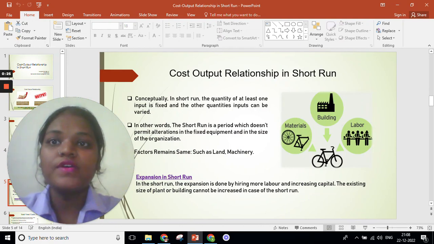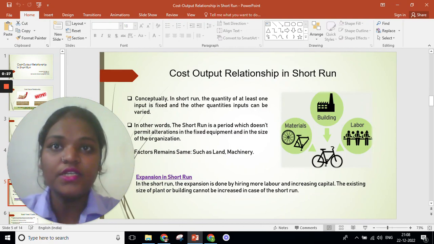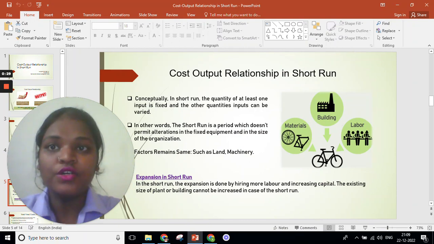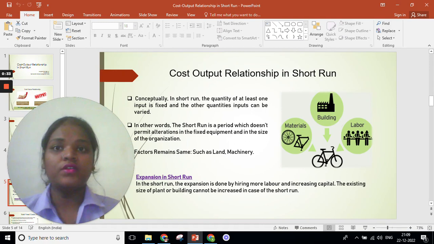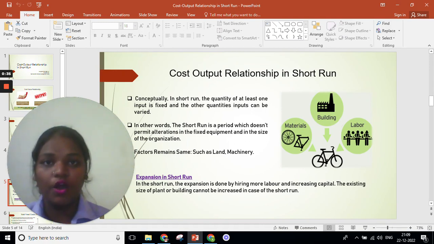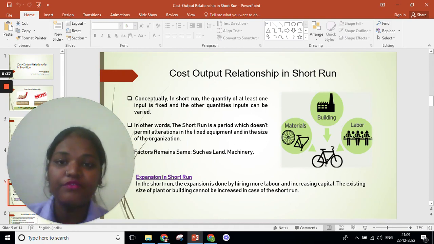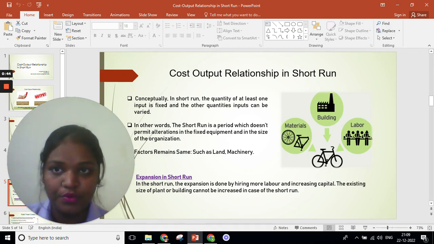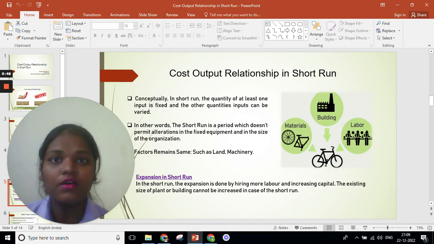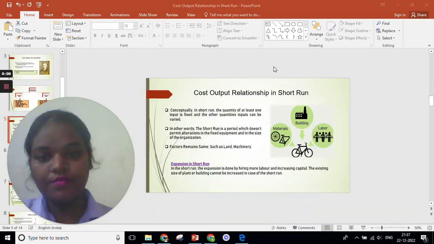First of all, what do you mean by short run in terms of production? Short means time period is very small. It is a period of time in which a firm can change the output by only changing variable factors. Firm cannot change fixed factors. That means if a firm wants to increase its output, then it can only change variable factors like raw materials and labor, and not fixed factors like machinery and land, which are factors of production.